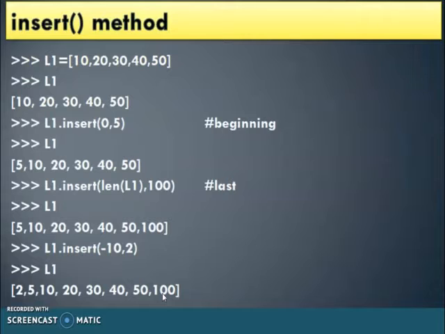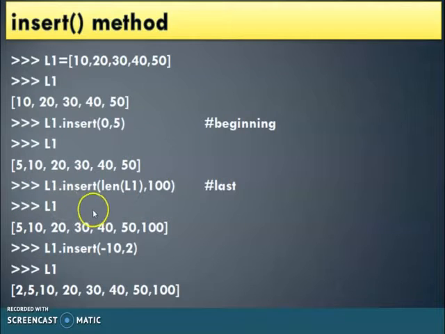The next one: L1 is equal to the same list, then print L1 dot insert(0, 5). 0 means the 0th position, that is the beginning position. 0, 5 means the 5 will be added at the beginning of your list. So now you can see the 5 present at the beginning of the list.